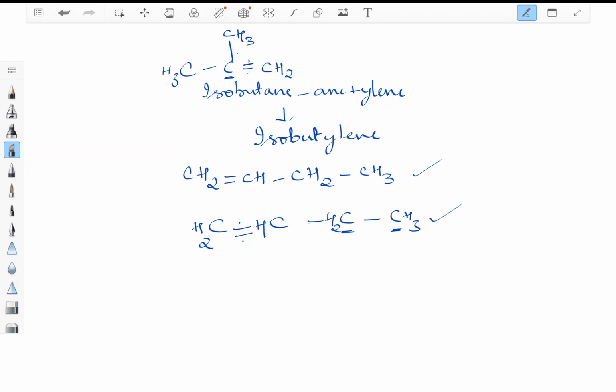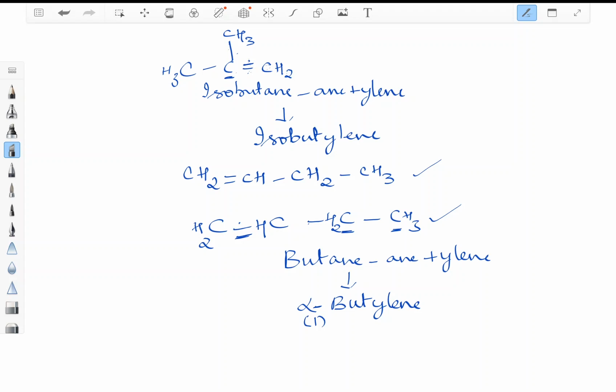But here in the common system of nomenclature, Greek words were used like alpha, beta, gamma, omega. And here because it is derived from butane, and it has a double bond, minus ANE plus YLENE. So the name is butylene. But as it is at the first position, a Greek word is the prefix, that is alpha butylene. That means alpha is nothing but the first position.